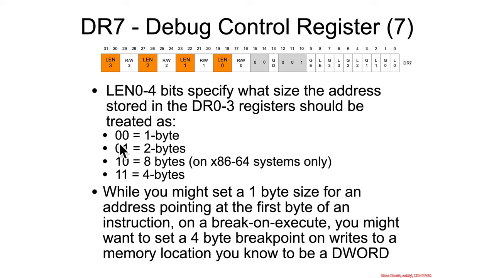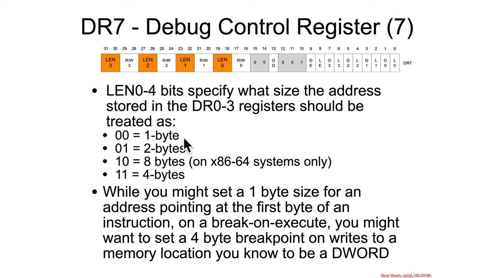So the sizes can be interpreted as 1 byte, 2 byte, 4 byte, and 8 bytes, and this used to not be valid on non-64-bit systems. So things like break on execute, it really doesn't matter. You can use any of these. It's really just the linear address is going to be treated as the first assembly instruction, so the first address, and it doesn't really care what the size is.